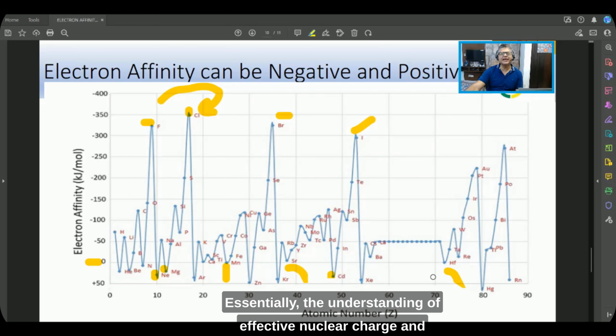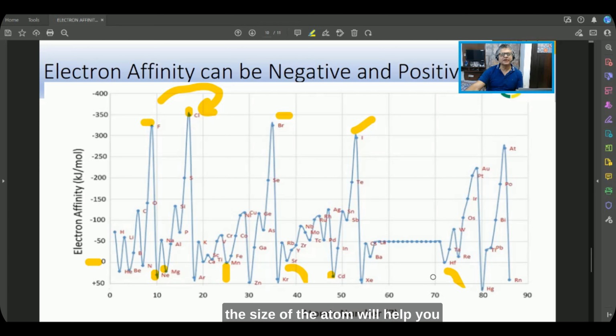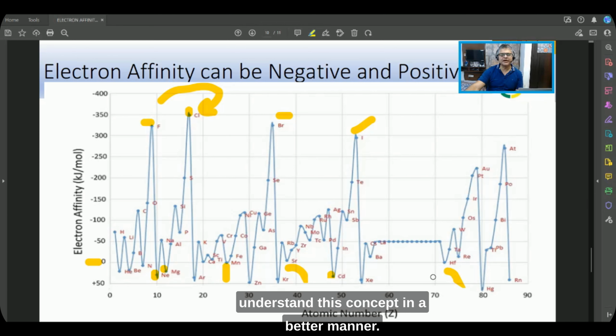Essentially, the understanding of effective nuclear charge and the size of the atom will help you understand this concept in a better manner. Once I bring the difference between the chlorine and fluorine, what's happening in the halogen group, it will give you a detailed analysis of what's happening. But for the time being, just have a look at this and try to understand what is in front of you, right? So in your examination, you can expect graphs that come, and based on the graph, you will be asked certain questions.